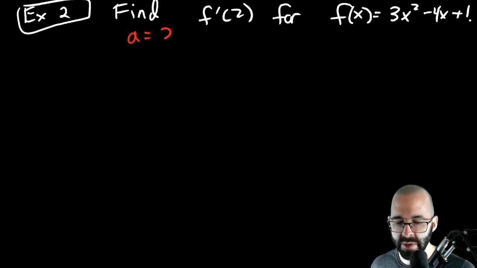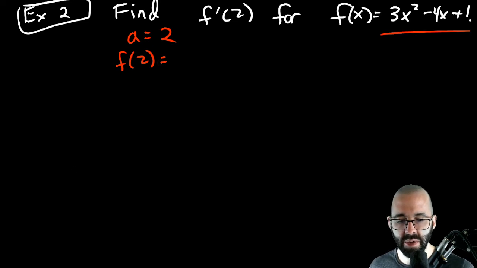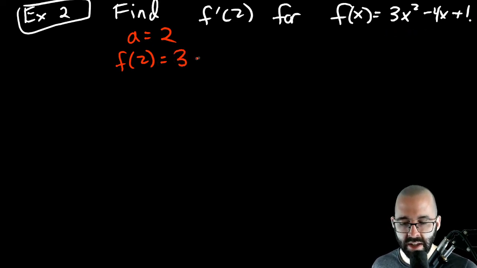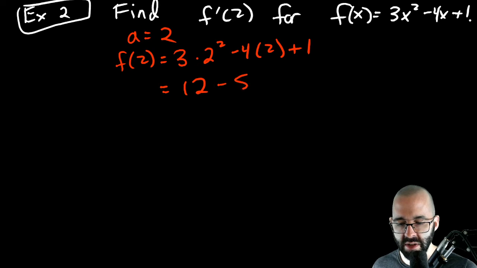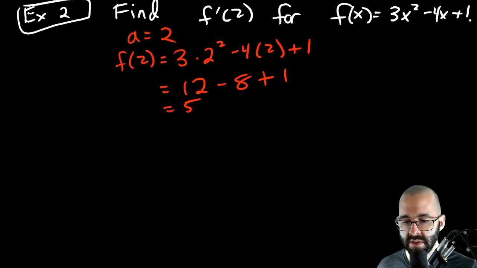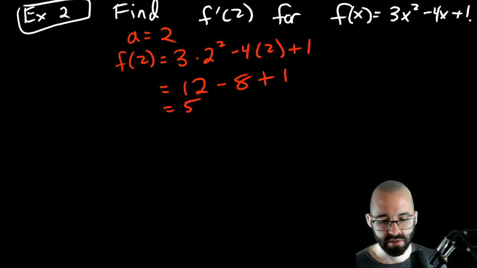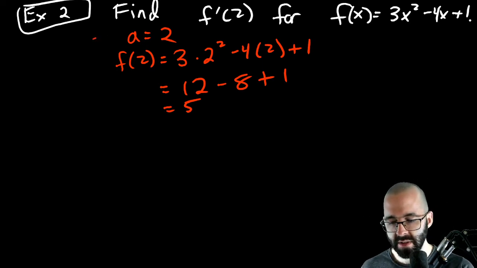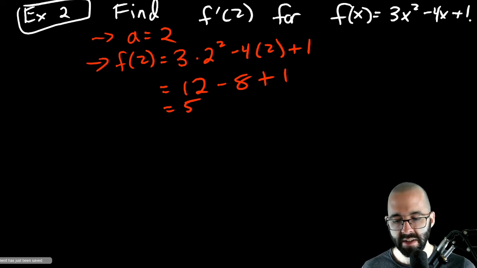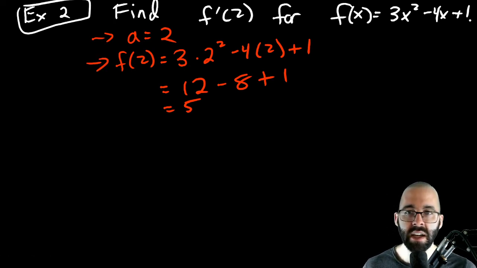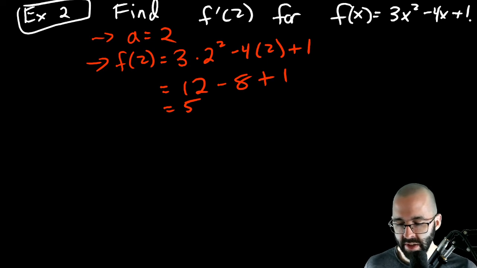So here, our a value is 2. We also are going to need to know f of a, so we just plug 2 into this function. It's going to be 3 times 2 squared minus 4 times 2 plus 1, which is going to be 12 minus 8 plus 1, which should be 5. So a is 2, f of a is 5, and we can use either formula. Let's use the blue formula.